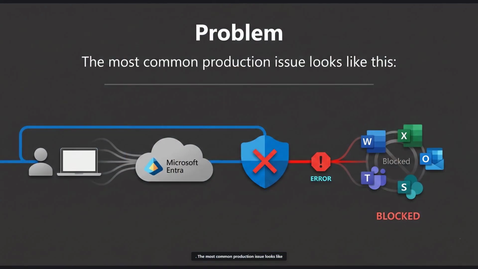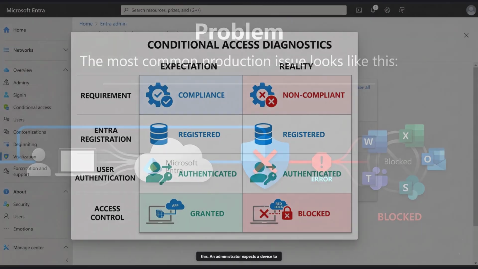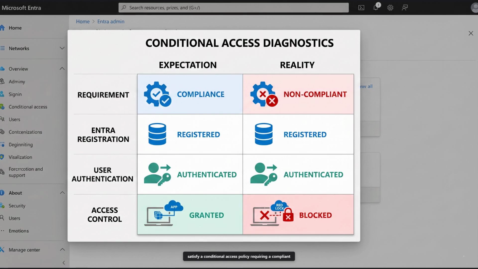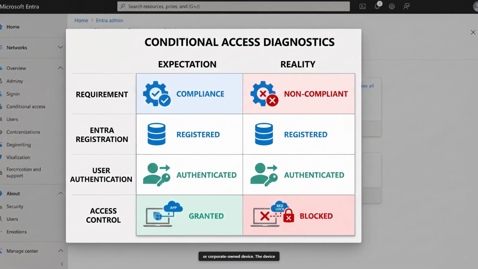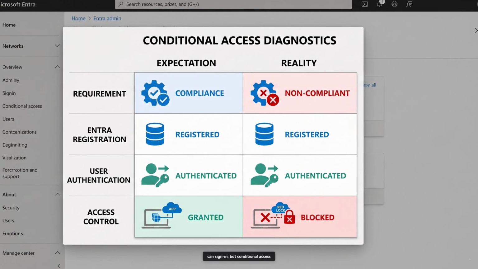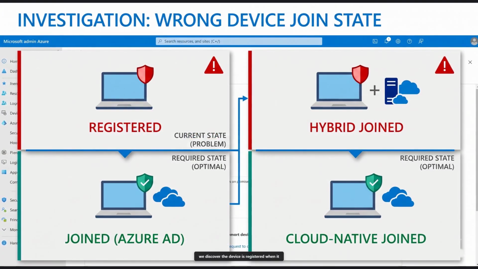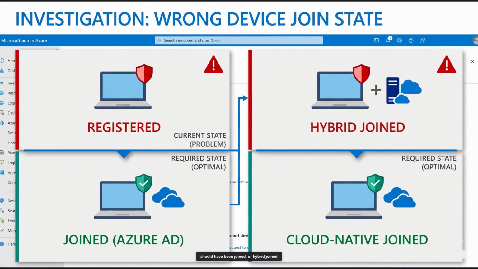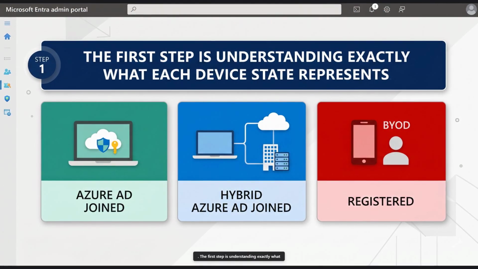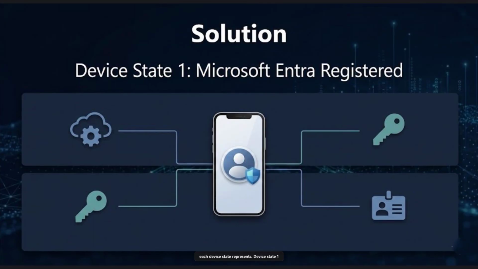The most common production issue looks like this. An administrator expects a device to satisfy a conditional access policy requiring a compliant or corporate-owned device. The device appears in Microsoft Entra. The user can sign in, but conditional access still blocks access. When we investigate, we discover the device is registered when it should have been joined, or hybrid joined when it should have been cloud-native. The first step is understanding exactly what each device state represents.